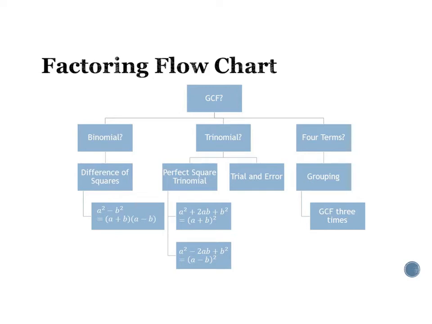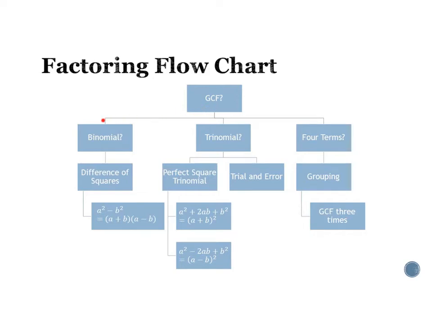The first thing you are always going to look for is a greatest common factor. And if a polynomial has a greatest common factor, you're going to factor it out front and you need to leave it out front. Don't get rid of it. Then what you do next is going to be based on how many terms the polynomial has.